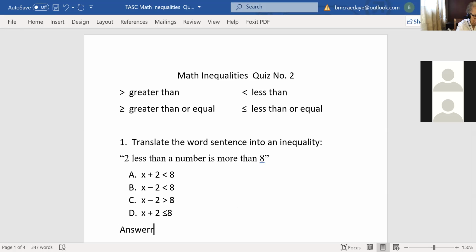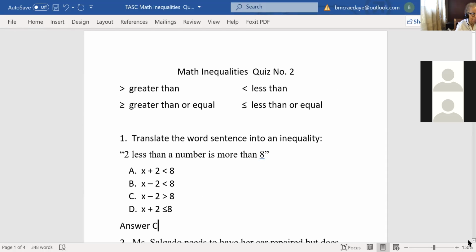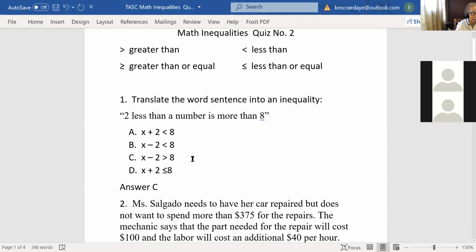Maureen, did you have that one? Yeah, I had C. Okay, so you had C. That's good because 2 less than means 2 subtracted from a number. The number is X. So that's 2 subtracted from X. And you see the greater than right here, and that's greater than 8. So the answer is C. Okay. Now, I'm glad you caught your error there, Vanessa, when you said, oh, no, it's not the less than, it's the greater than. Okay.